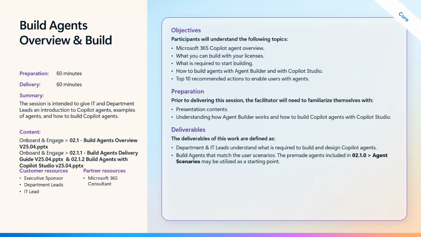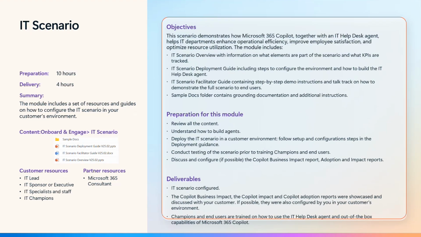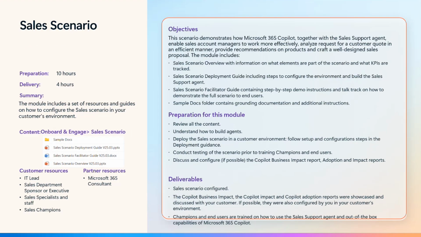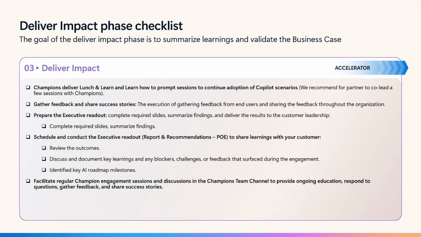Okay, so we talked about the build agent overview and the build HR scenario, IT scenario, customer service scenario, and sales scenario. We have the marketing scenario too. So let's go now to the next phase, to deliver the impact. Under this phase, it's going to be special about the champion.